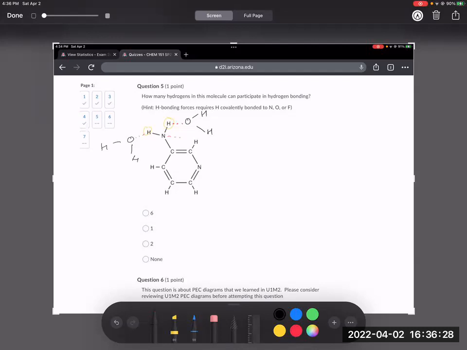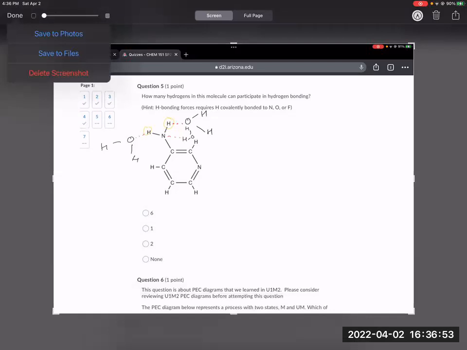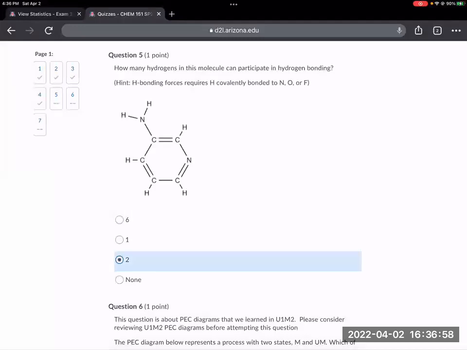This water also has hydrogen covalently bonded to oxygen, therefore can have another hydrogen bonding interaction there. Anyway, in this particular molecule, how many hydrogens can participate in hydrogen bonding interactions? Only 2, and those are the 2 hydrogen atoms that are bonded to the nitrogen atom. So the answer is 2. Let's go to question 6.